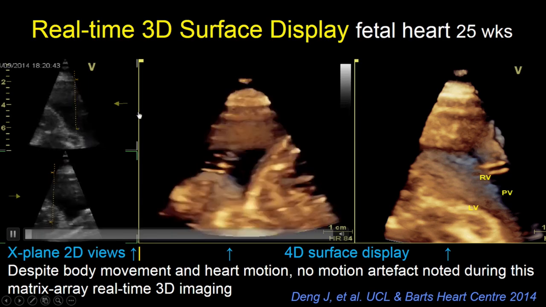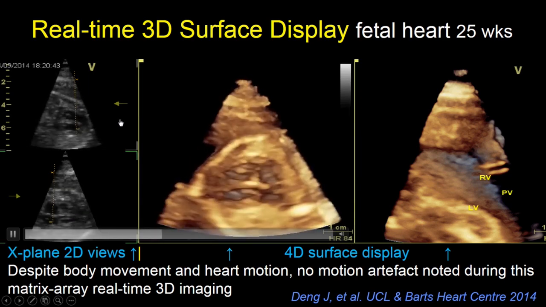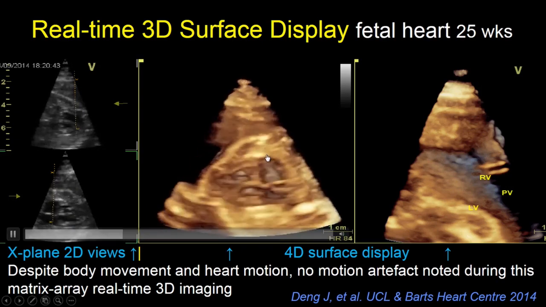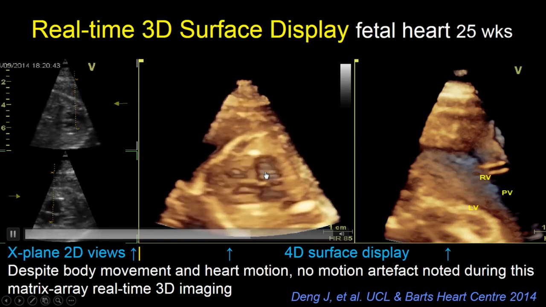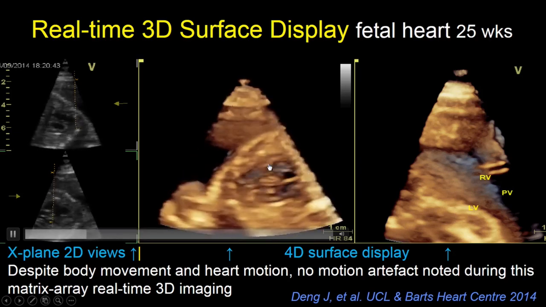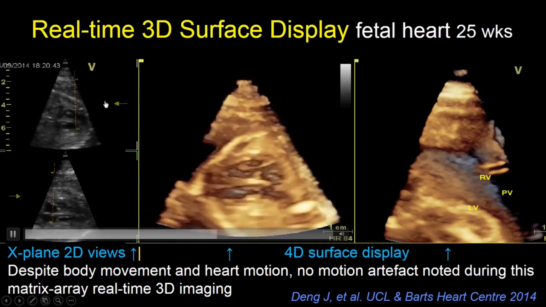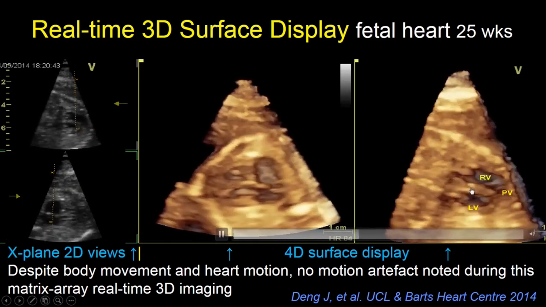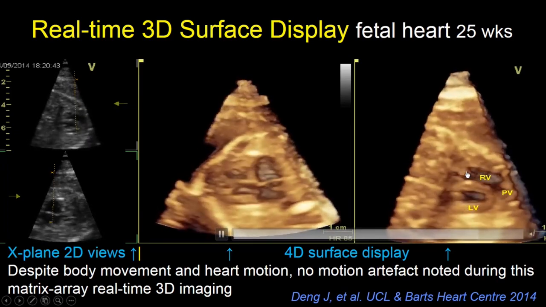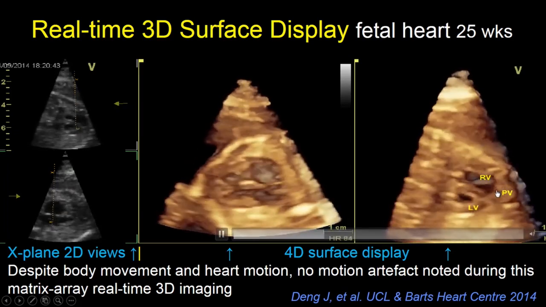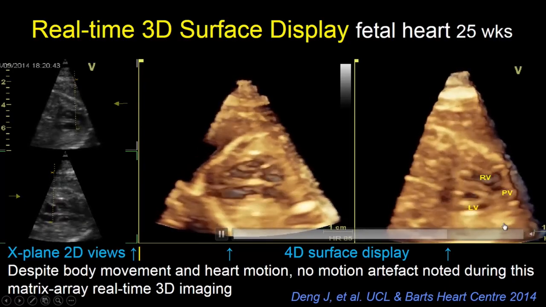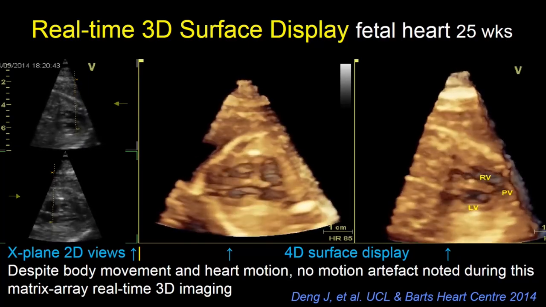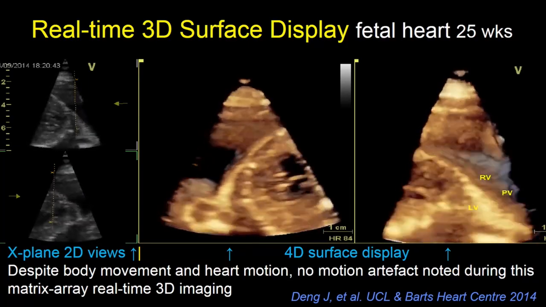If you do a matrix real-time 3D, it actually doesn't matter if you move your probe during the scan; you get no motion artifact. You may say, oh, this is an original scanning plane. But in a real-time matrix probe, there's no scanning plane or reconstructed plane; both planes are original planes. So you see this short axis view of the left ventricle, the moderator band in the right ventricle, and the pulmonary valve here. They are all visualized without any distortion. But I agree we need to improve the resolution for daily clinical use. Thank you.